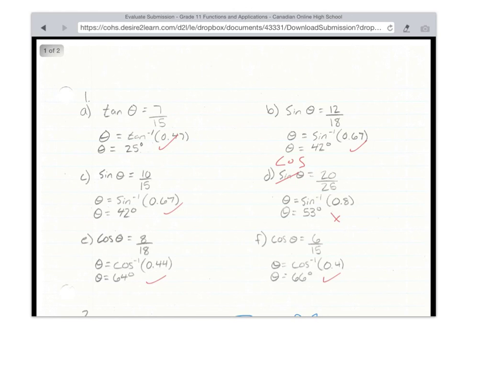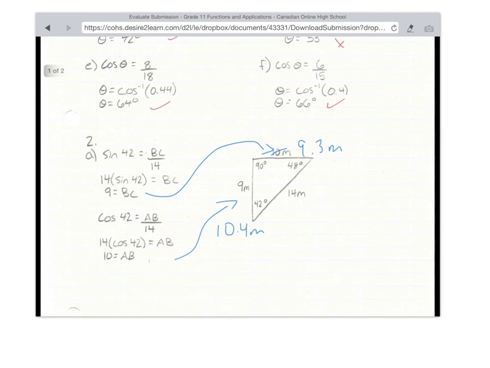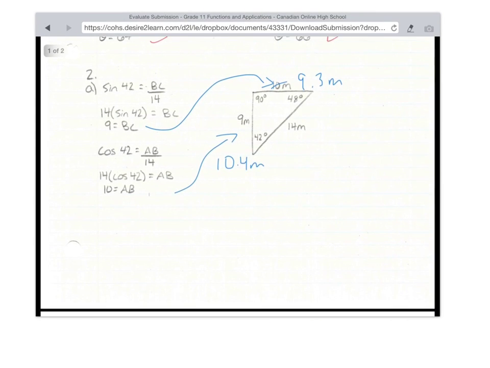Okay, you started off great, and in question 1 you were doing everything perfectly until you hit D. Just be careful because D is a cosine, not a sine. For E and F, you did great. Let me just move this up a little bit here. Here we go. Okay, so for question 2, just a little bit of confusion here.